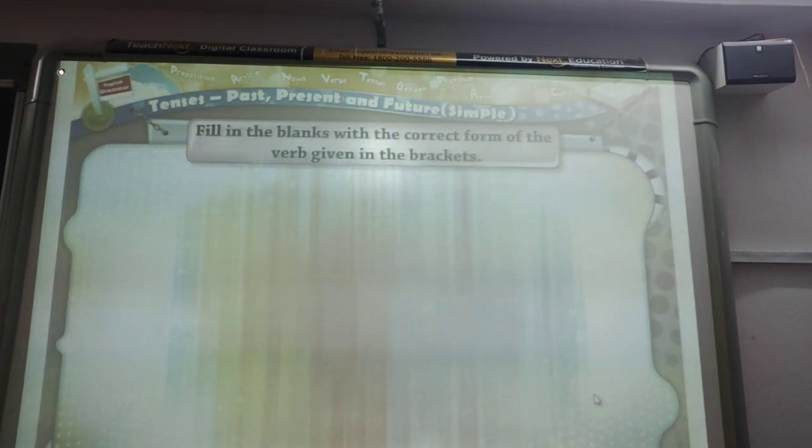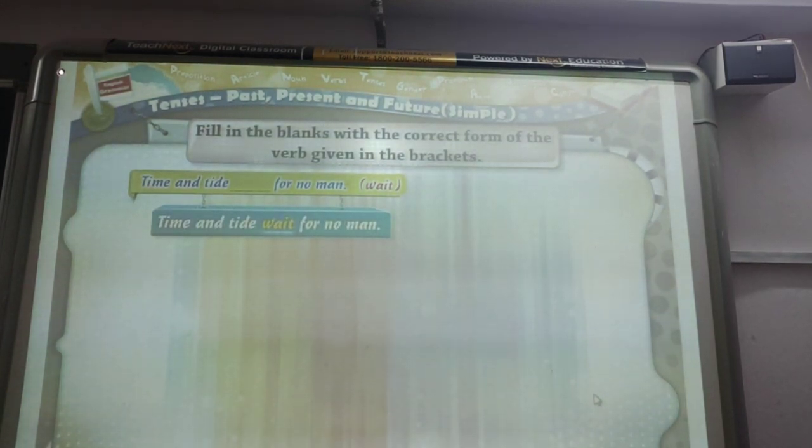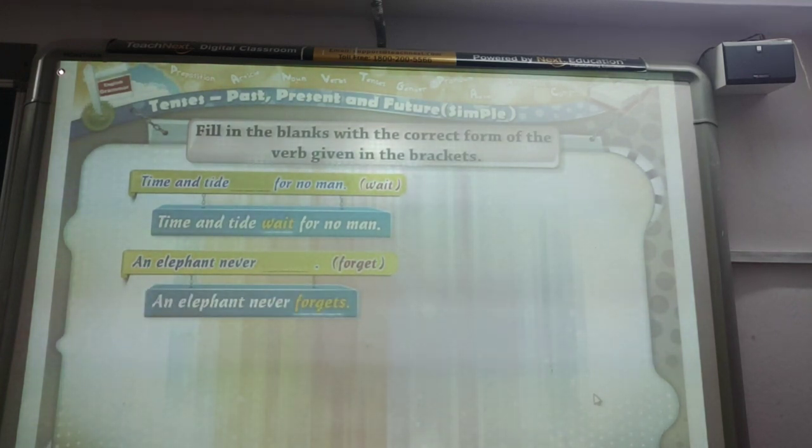Now, fill in the blanks with the correct form of the verb given in the brackets. Time and tide dash for no man. Wait. Time and tide wait for no man. An elephant never dash. Forget. An elephant never forgets.